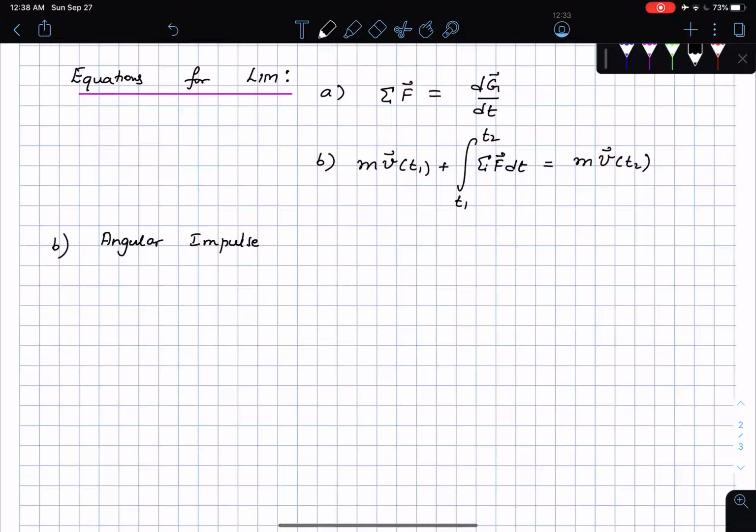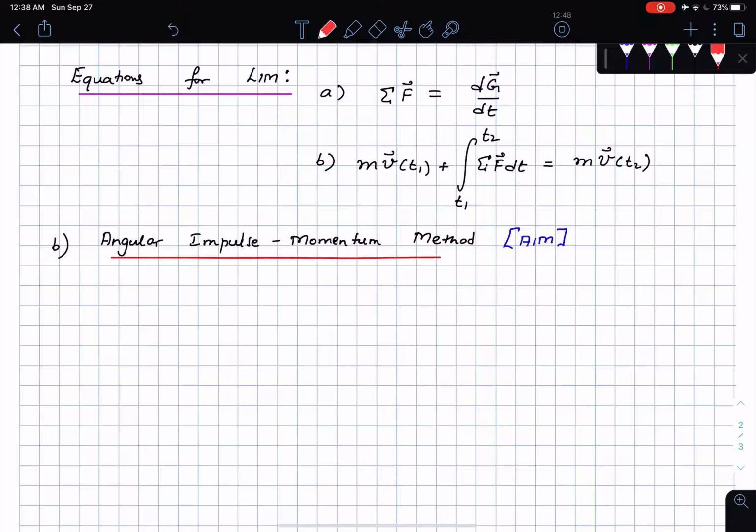Angular impulse momentum methods, or this is going to be AIM. Okay. So that's our next setup. So the first thing is we need to define angular momentum.